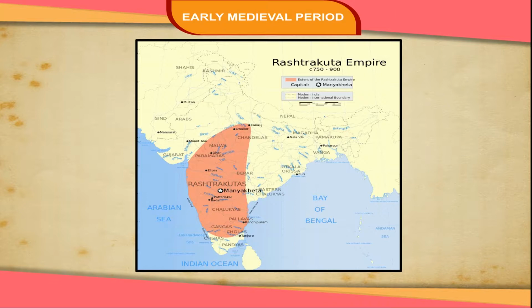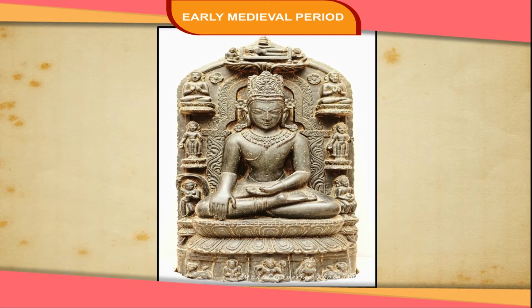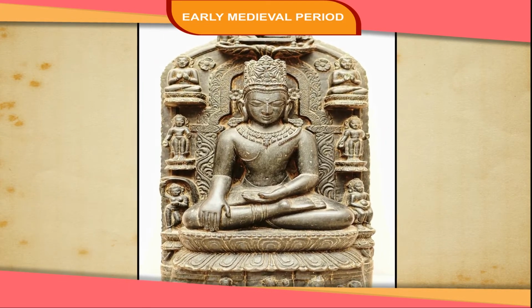In the tripartite struggle, the Rashtrakutas competed with the Palas and the Pratihars of North India. Let us briefly understand the rise of these three dynasties. Palas. The name Pala means the guardian and was used as a suffix to the names of all the Pala monarchs. Pala dynasty was founded by Gopal in 750 CE.